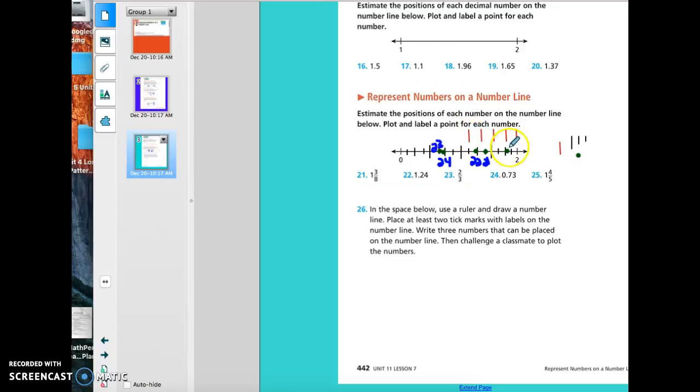So as you can see, some of these you're just going to have to take your time, break it apart, and really think about, is it asking me to be a whole number, less than a whole number, and so forth.